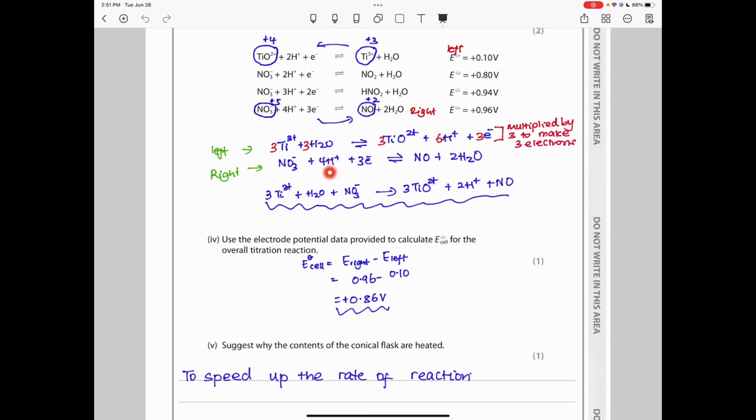It means this will cancel out, and we have just 2 hydrogens on the other side. So you add up everything and cancel out things that are similar on both sides, then you get what remains.